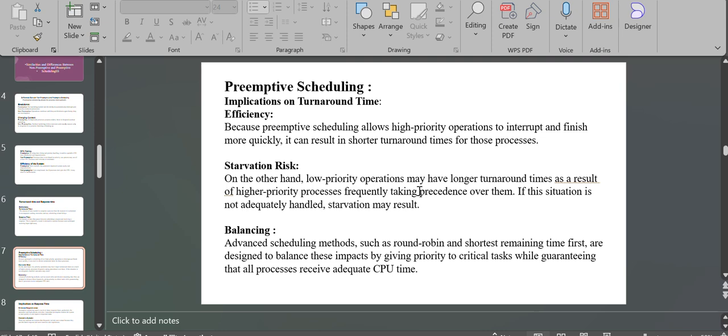Starvation risk: on the other hand, lower priority operations may have longer turnaround times as a result of higher priority processes frequently taking precedence over them. If this situation is not adequately handled, starvation may result. And balancing: advanced scheduling methods such as round robin and shortest remaining time first are designed to balance these impacts by giving priority to critical tasks while guaranteeing that all processes receive adequate CPU time.